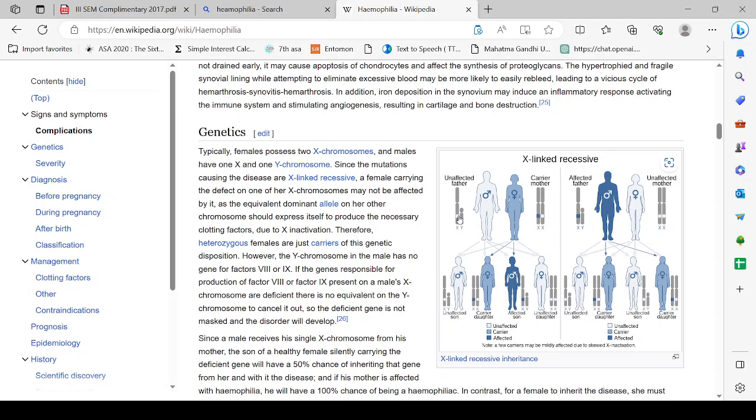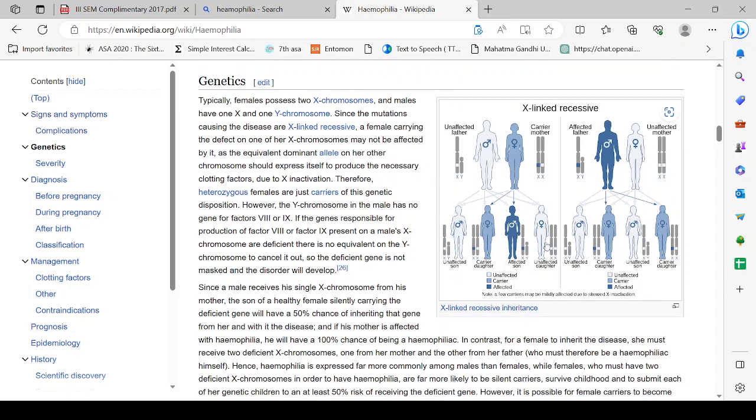The father's X does not have hemophilia. Here the mother has a hemophilia gene. And there are four combination possibilities: one is an unaffected son, a carrier daughter, an affected son, and an unaffected daughter.